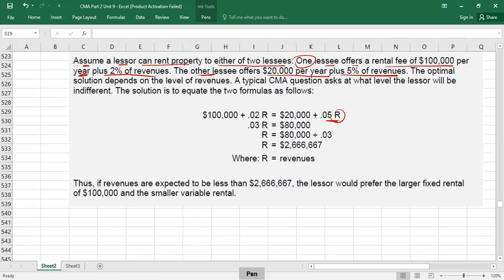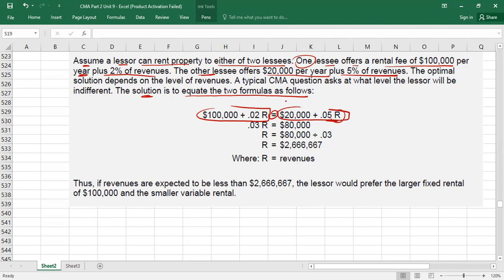Okay, what you have to do. The solution to find the indifference point is to equate the two formulas as follows. We'll write the first option: fixed rent of 100,000 plus 2% of revenue. We'll equate this first equation with the second: fixed rent of 20,000 plus 5% of the revenue.